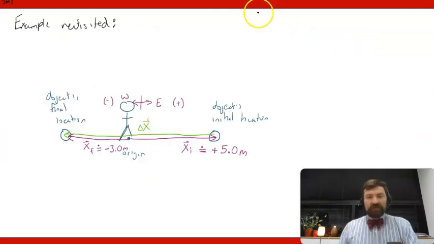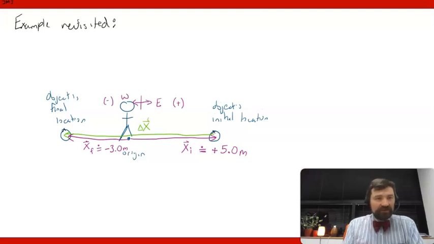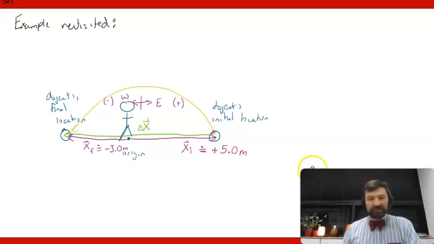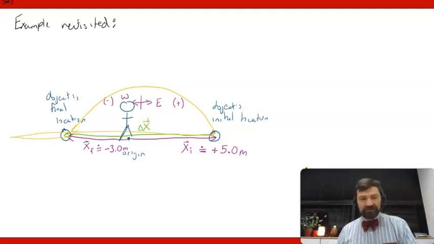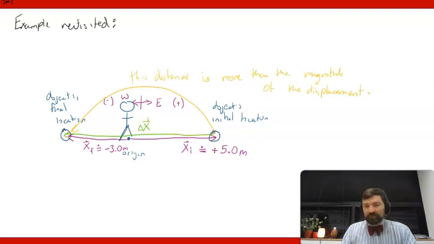Put differently, the object, rather than simply moving from here where it started to here where it ended, may have done something like this, where it kind of leaps from one to the other, or it may even have done something like this, where it overshoots and comes back, or may have done both. Either way, it turns out that the distance traveled by this object is greater than the magnitude of the displacement.